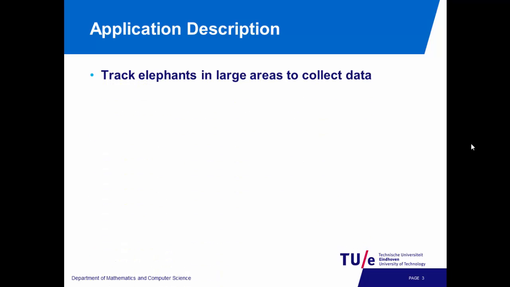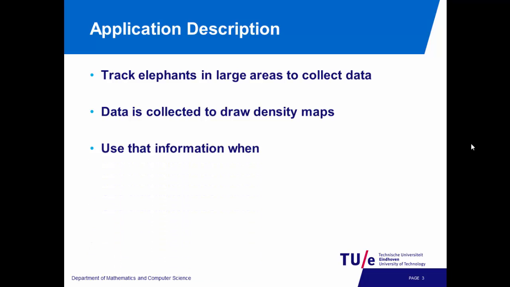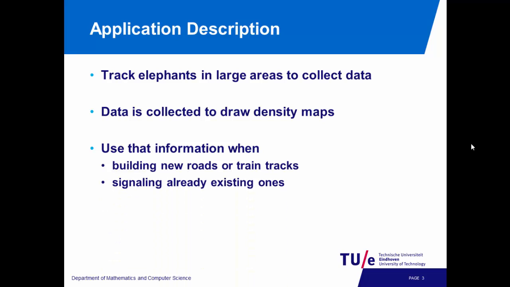Therefore, we propose an application which will track the elephants in large areas to collect data, which will then be used to draw density maps. This information can be used in two ways: to take into account when building new roads or train tracks, or to know which critical points to signal the already existing ones.